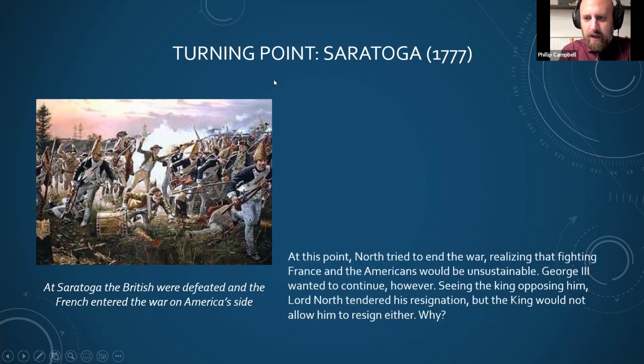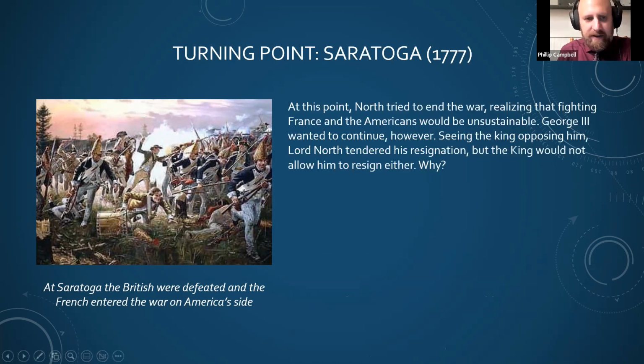After this defeat, Lord North tried to end the war. Isn't that something? Lord North, who was a hardliner, he wanted to punish the colonies. Right here, 1777, we're not even 2 years into the war. Actually, I think it's more like a year and a half. He's like, we need to be done. Because he realized right away that fighting France and the American rebels simultaneously would be unsustainable. So Lord North is ready to throw the cards down right then. This war could have ended in 1777. But George III insisted on continuing.